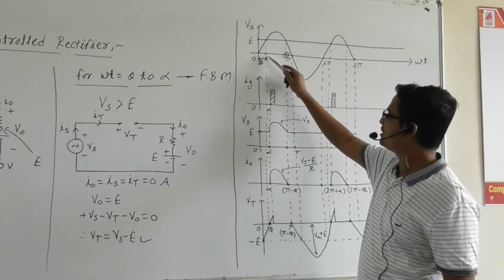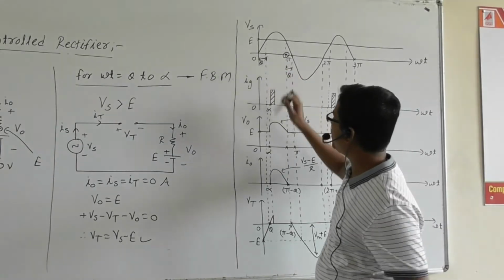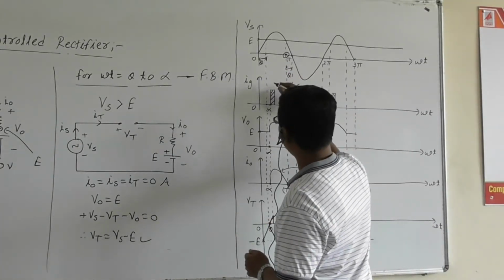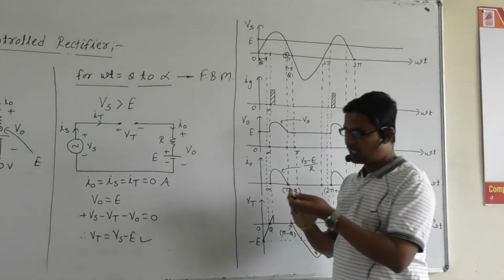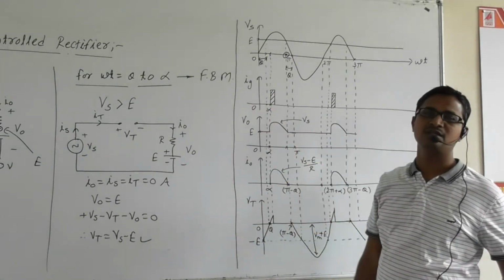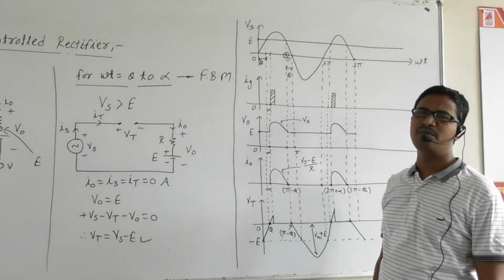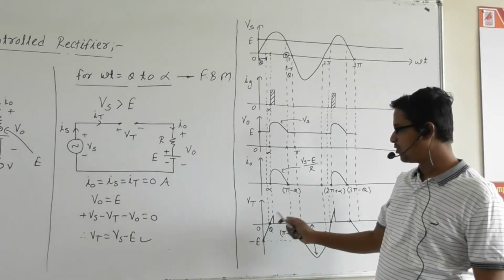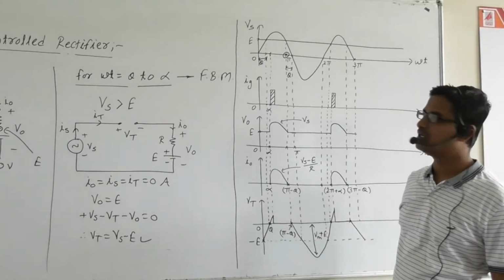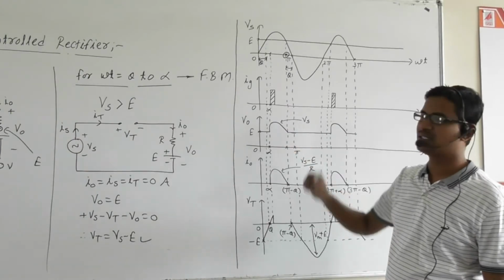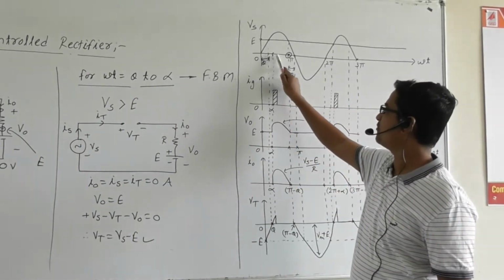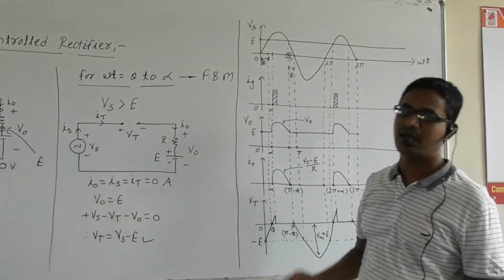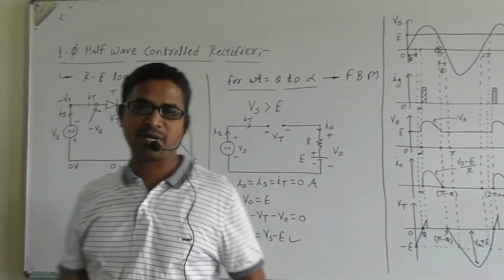But from theta to alpha, alpha means what? This point, okay? So this is alpha. So from theta to alpha, Vs is greater than E. So Vs minus E will be positive, right? So it is positive. Are you getting the point? So this is still omega t is equal to alpha. Next, let us discuss from omega t is equal to alpha to pi minus theta.